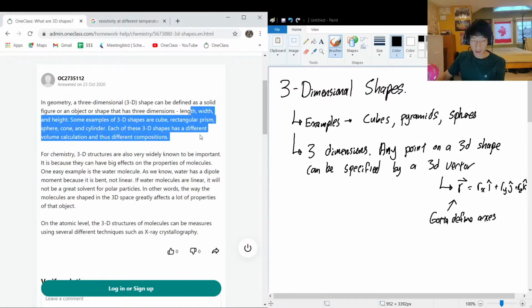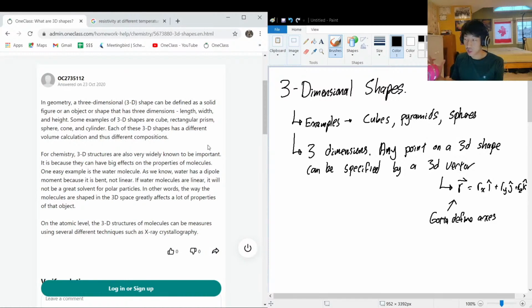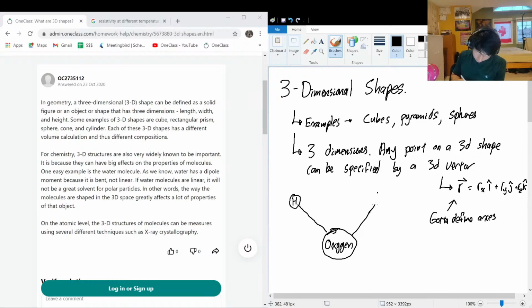So in a chemistry sense, the shape of 3D objects really determines a lot of the chemical properties of some stuff. As we know, water has a dipole. So a water molecule looks like this. We have our oxygen. Of course, I could have written just O, but I wanted to make sure that it is clear. And then we have the two hydrogens here in this type of shape.